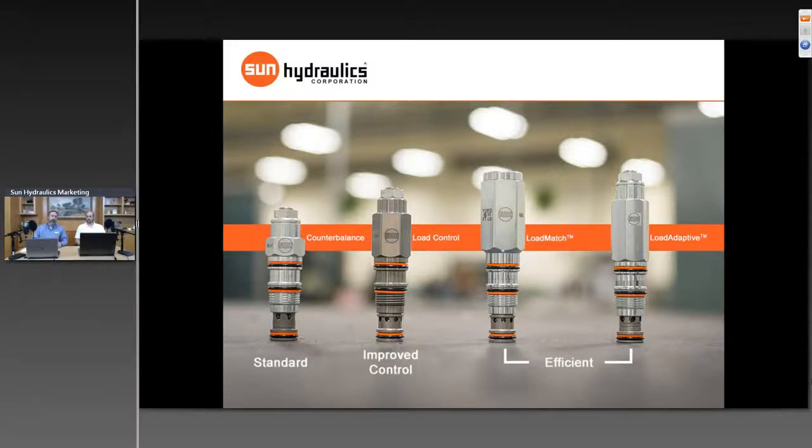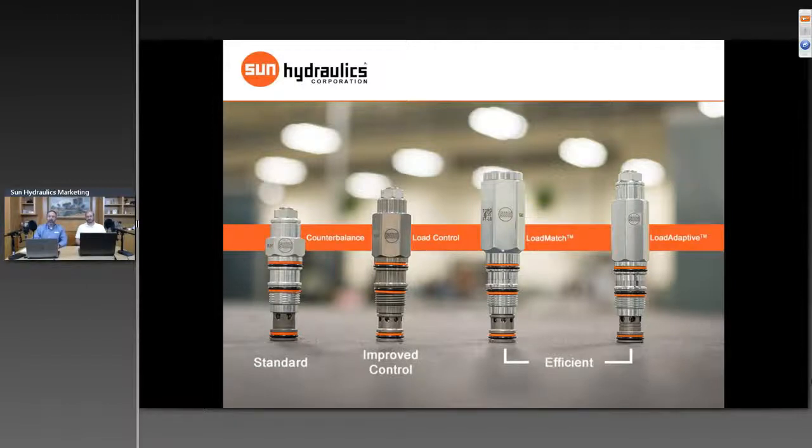But the general rule of thumb is that the first line that you would want to discuss any of your questions with, whether it's an application question or a Sun product question, that first line would actually be your distributor. They're actually going to be your best friend when it comes to choosing the right valve and applying it appropriately. Good with that one? Mm-hmm.